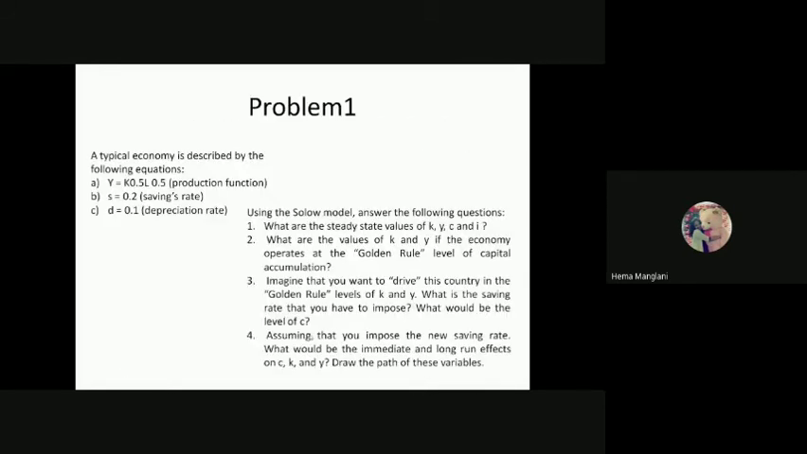But the second problem is what? What are the values of K and Y if the economy operates at the golden rule level of capital accumulation? I repeat, what are the values of K and Y if the economy operates at the golden rule level? So first of all, you need to recall the concept of golden rule. What was the golden rule?